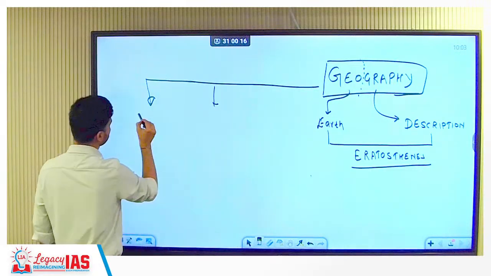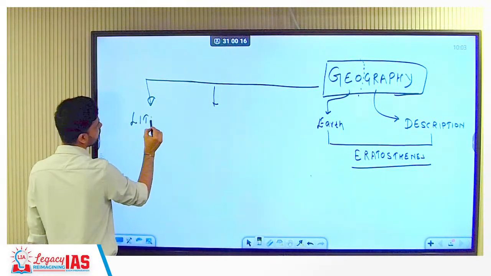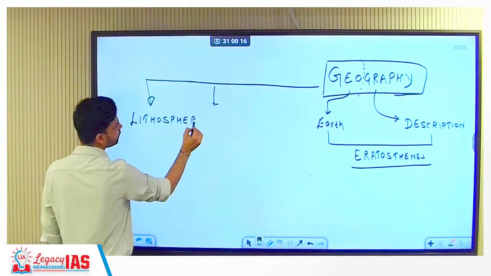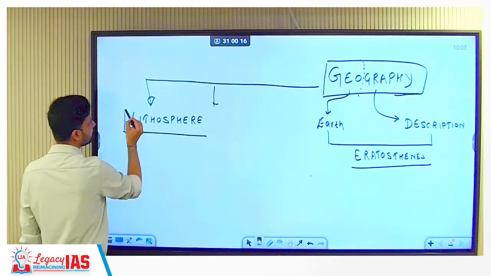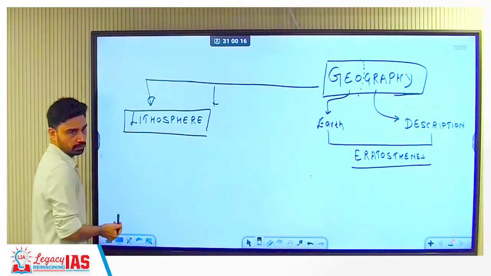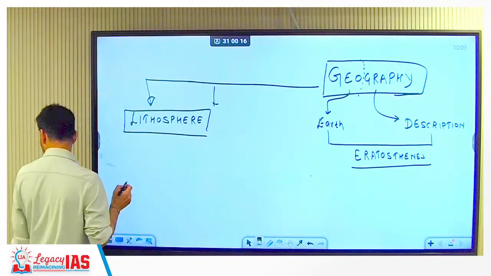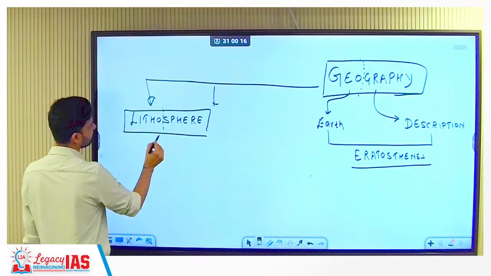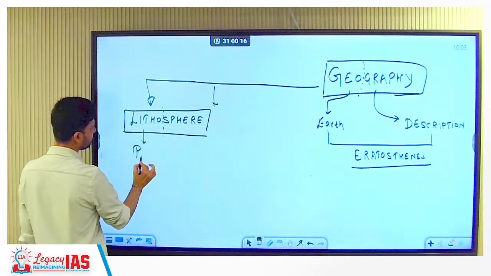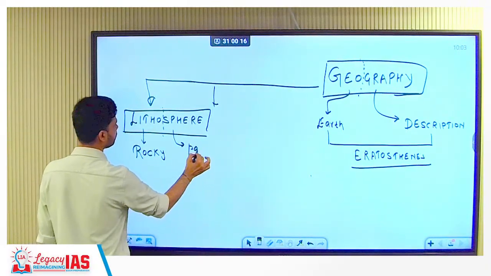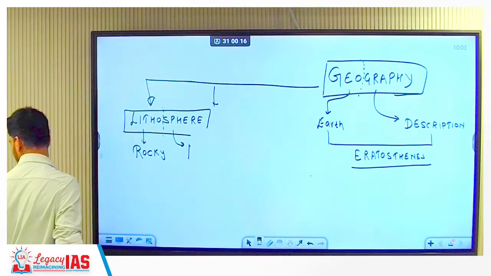So, first is the land part, what it is referred as? Right, the solid part of Earth is referred as lithosphere. Litho means rock. So it is the sphere that is made up of solid rocks, the rocky part of the Earth.